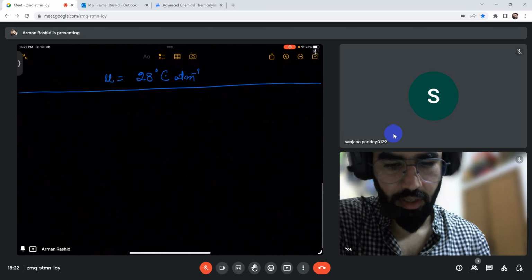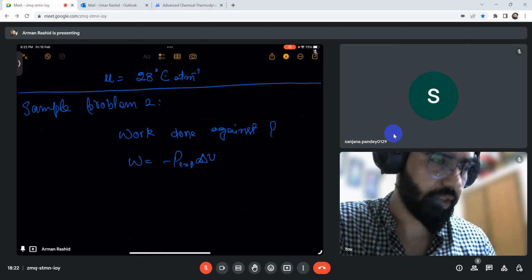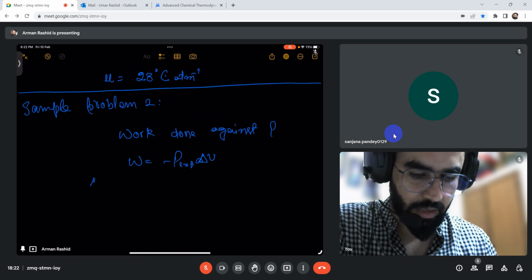Now we know that work done against constant pressure is given by P external dV, where dV is the change in the volume. Now delta V is equivalent to V final minus V initial.